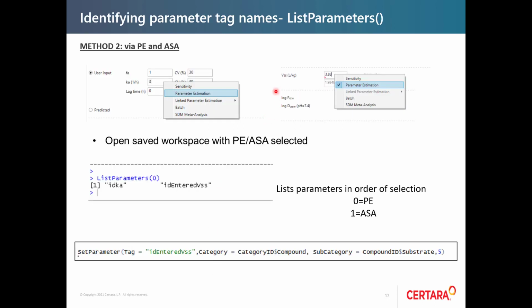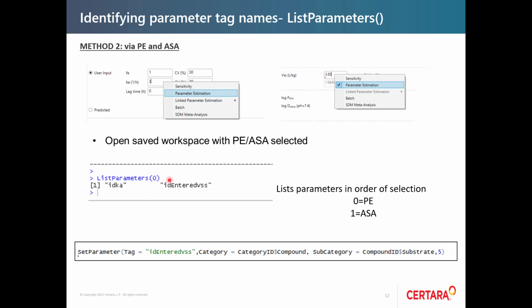Another way to identify a parameter tag is by using parameter estimation and sensitivity analysis. How this works is that once you open up a workspace, in this example, we are using KA and VSS for demonstration. You can go and select these parameters, let's say for parameter estimation. Once you've done that, you can then save your workspace and then bring this workspace into R.